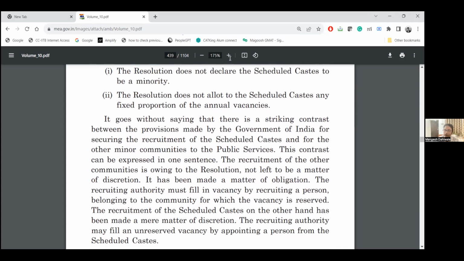Is this clear to you, Umesh, now? Yes, sir. Now it's getting clear. Please go on reading, Nikhil.